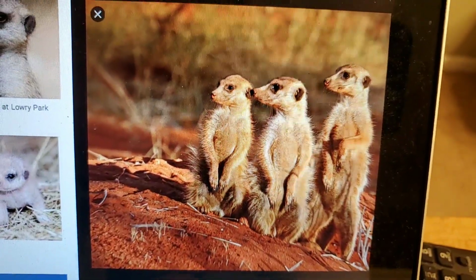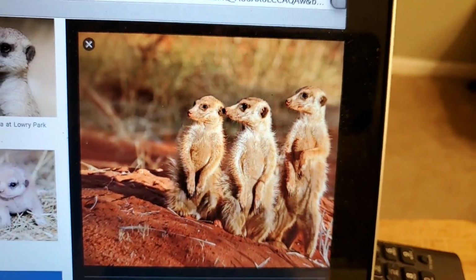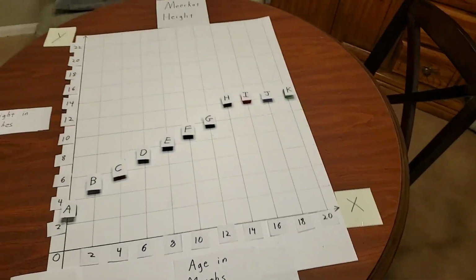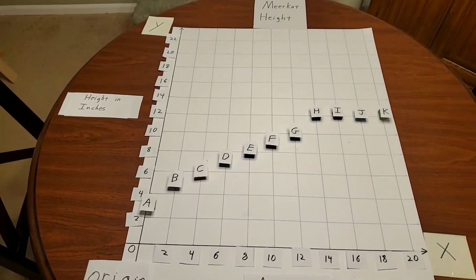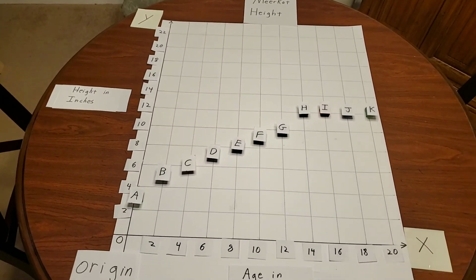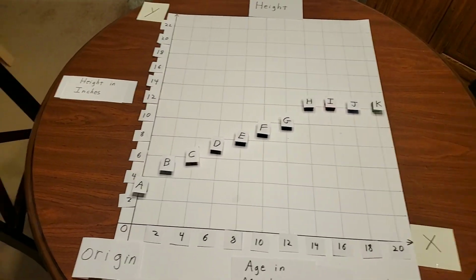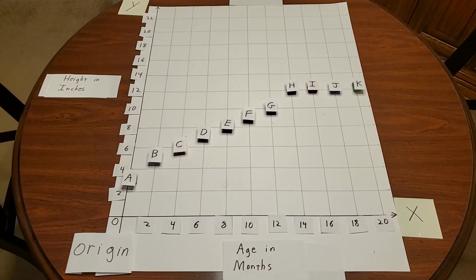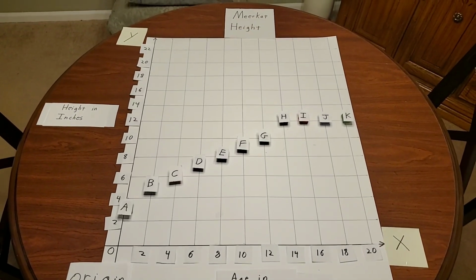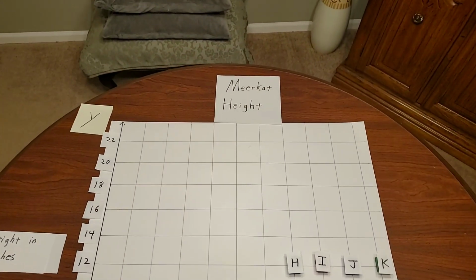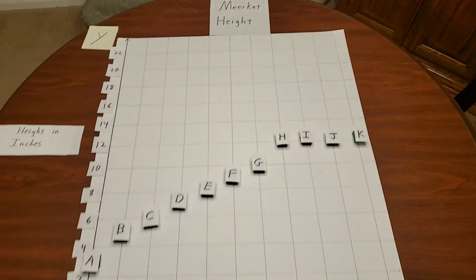So you're probably wondering, why am I showing you the picture of a meerkat? Here's why. Because the graph you are going to be using for your assignment today is about meerkats. So you are going to use this second graph for your assignment. This chart measures the height of meerkats as they grow.